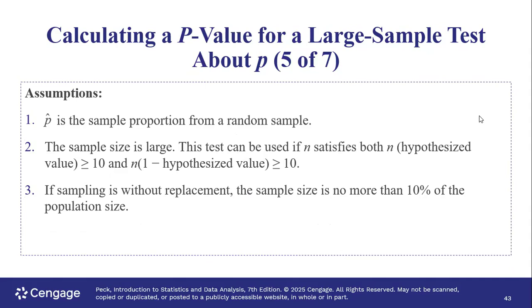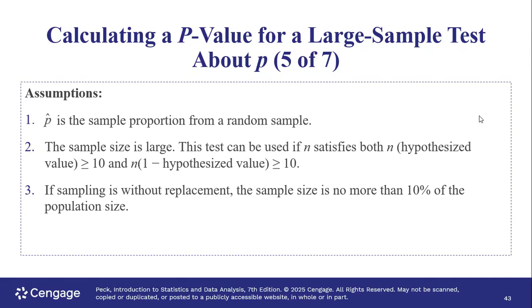Assumptions: p hat is a sample proportion from a random sample. The sample size is large. This test can be used if n satisfies both conditions: n times p0 should be greater than or equal to 10, and n times 1 minus p0 should be greater than or equal to 10. So n times the hypothesized value, n times p0, the value in the null hypothesis, should be at least 10, and n times 1 minus p0 should be at least 10.